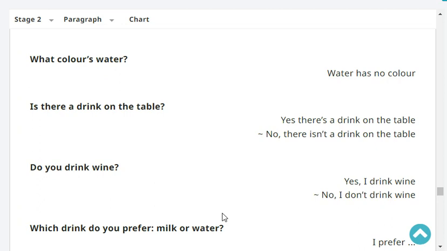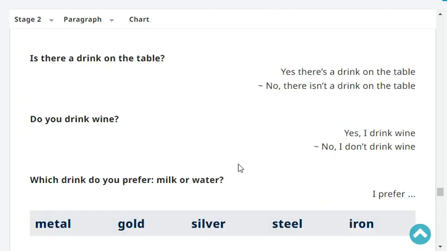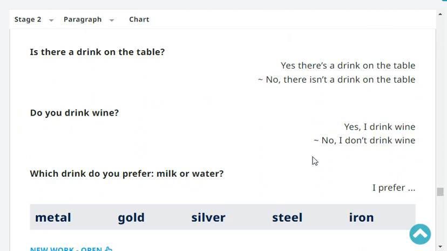Do you drink wine? Yes or no? I don't drink wine. Oh, very good. Which drink do you prefer, milk or water? I prefer water instead of milk. Very good.